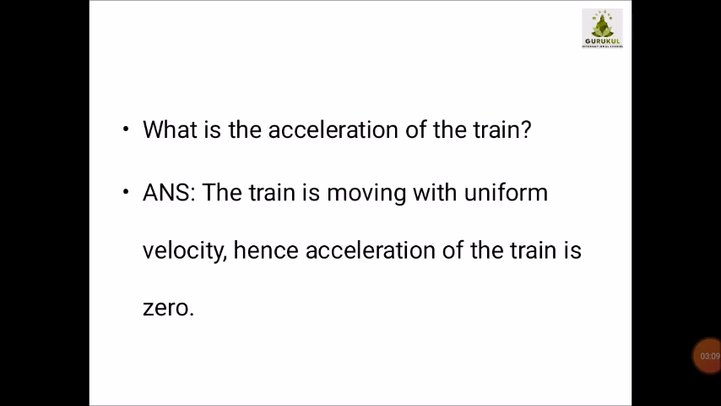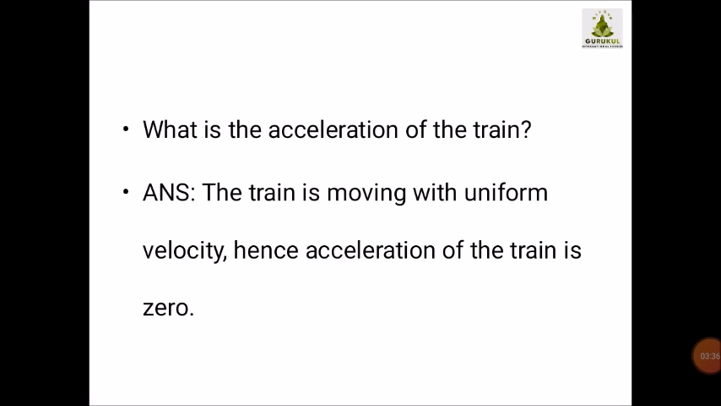What is the acceleration of the train? Now see children, we have studied about the positive. First let me tell you the answer, then I will explain the concept also. The train is moving with uniform velocity, hence the acceleration of the train is 0. We have studied about positive acceleration, negative acceleration and zero acceleration. Children, if you want, you can write it somewhere. It is something which you should know.